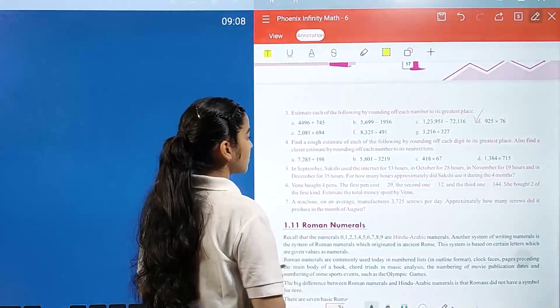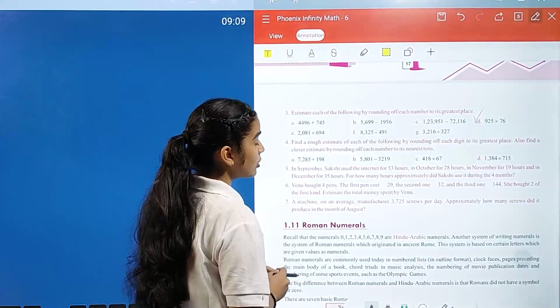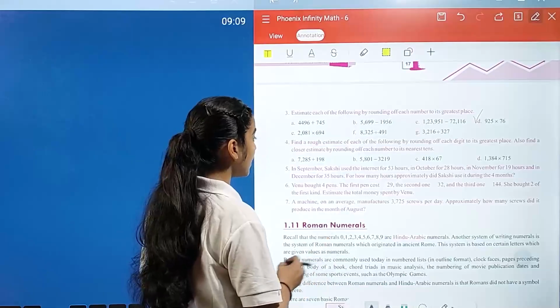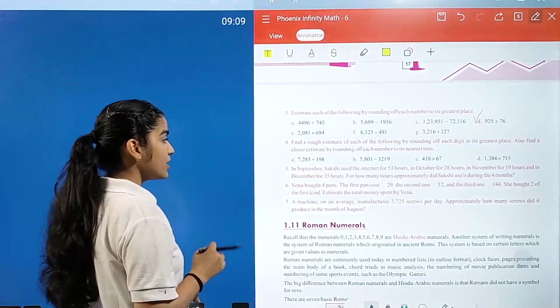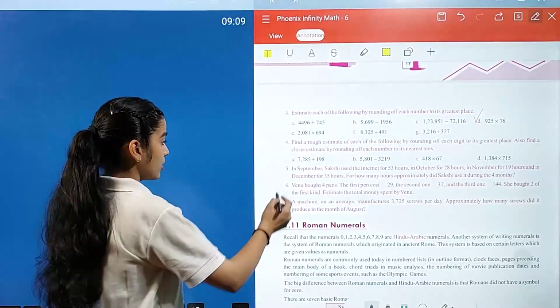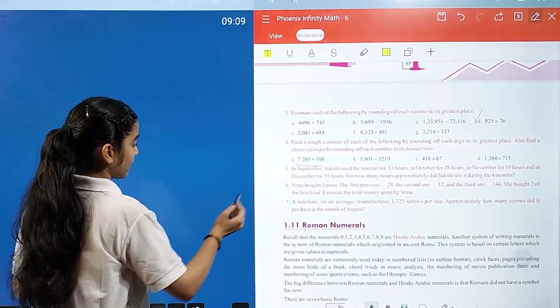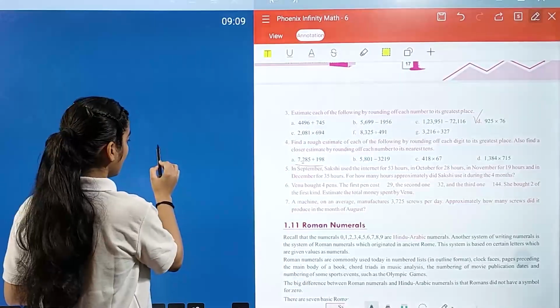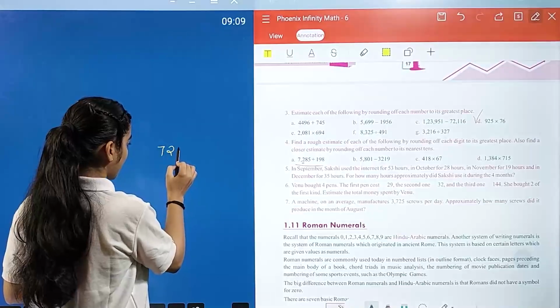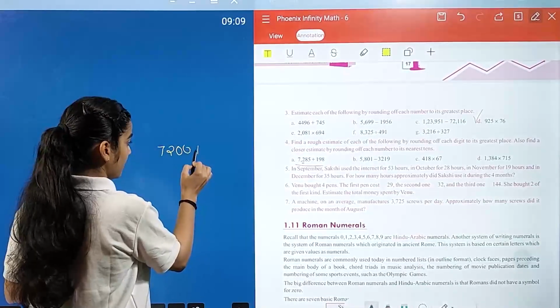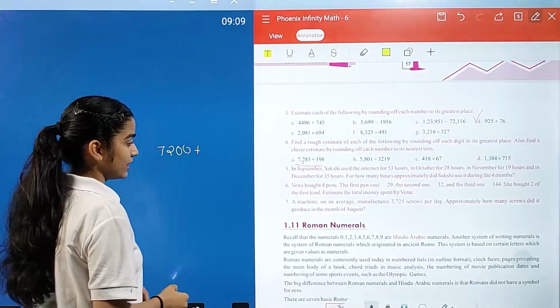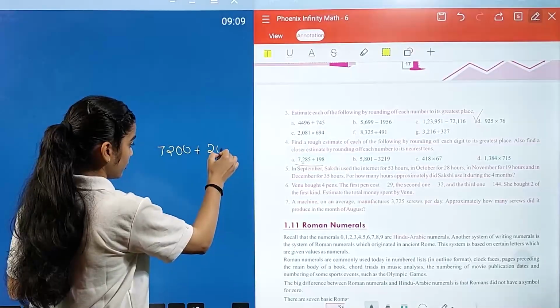Now find a rough estimate of each of the following by rounding off each digit to its greatest place. Also find closer estimates by rounding off each number to its nearest 10. So here we have our number 7,285. At hundreds place we have 2, so we shifted to 7,200 plus 198, which will be shifted to 200.